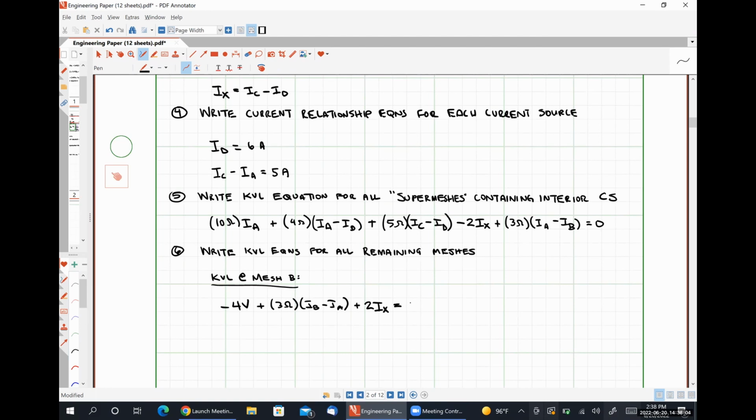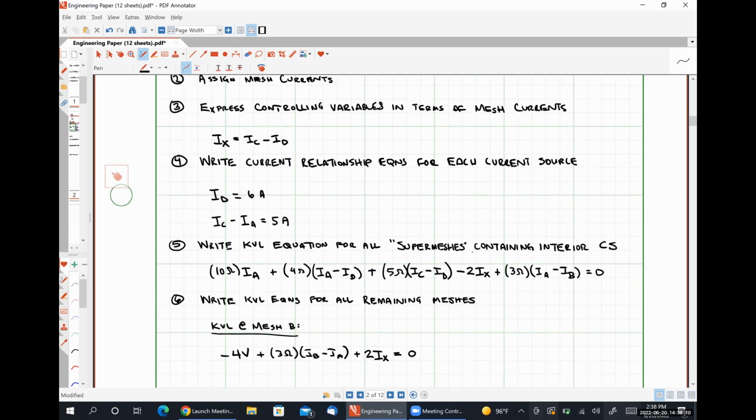And set this equal to 0. And I want to do something here real quick. I have an equation for IX. So that's equation number 1. I have an equation for ID. So that's number 2. I have this guy right here: IC minus IA is equal to 5 amps. So that's equation number 3.